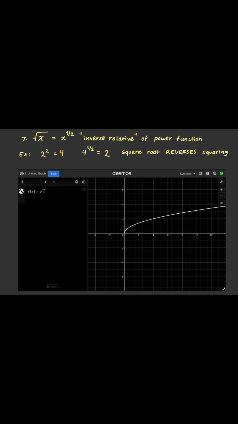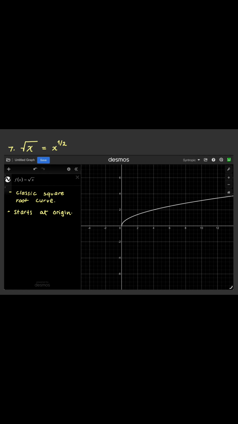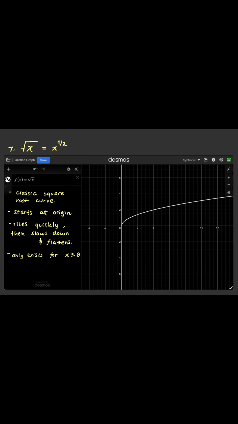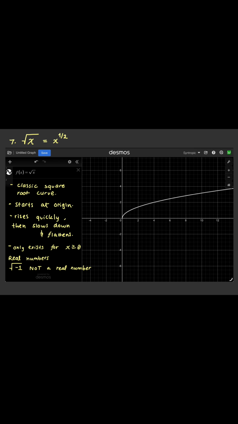The square root reverses squaring, so x raised to the power of a half is the classic square root curve that starts at the origin and rises quickly, but slows down and flattens. And it only exists for real numbers, that is, x equal to or bigger than 0. And the square root of negative 1 is not real and therefore it has no line.